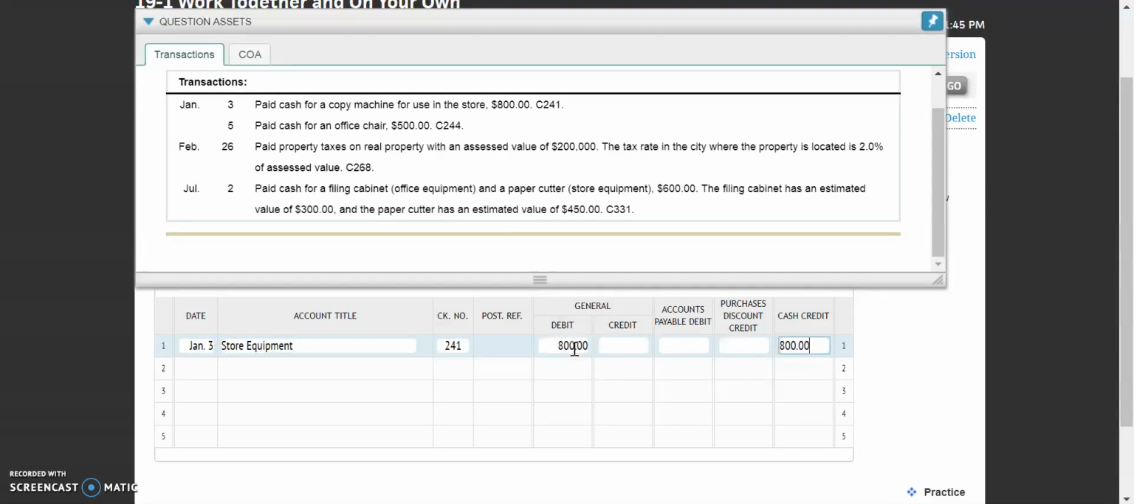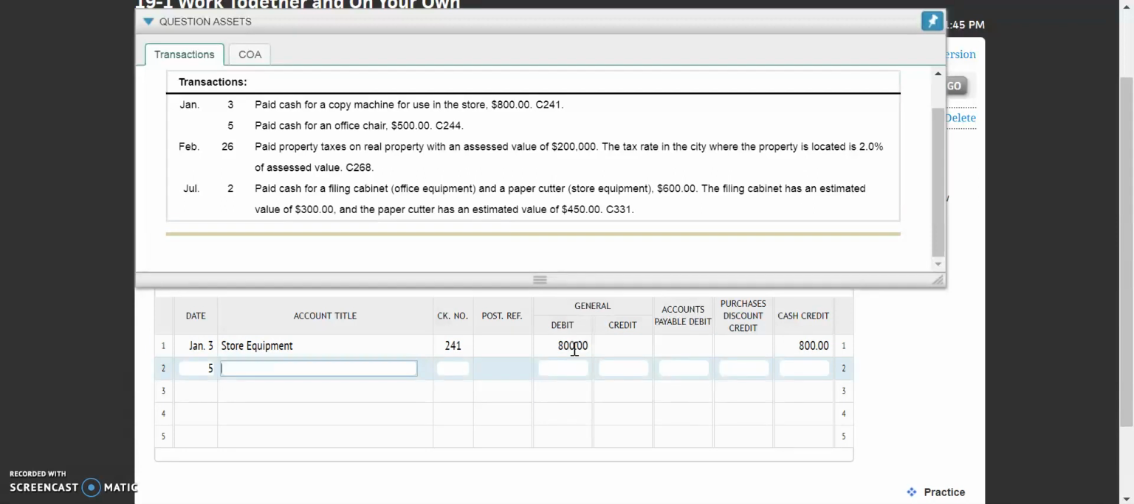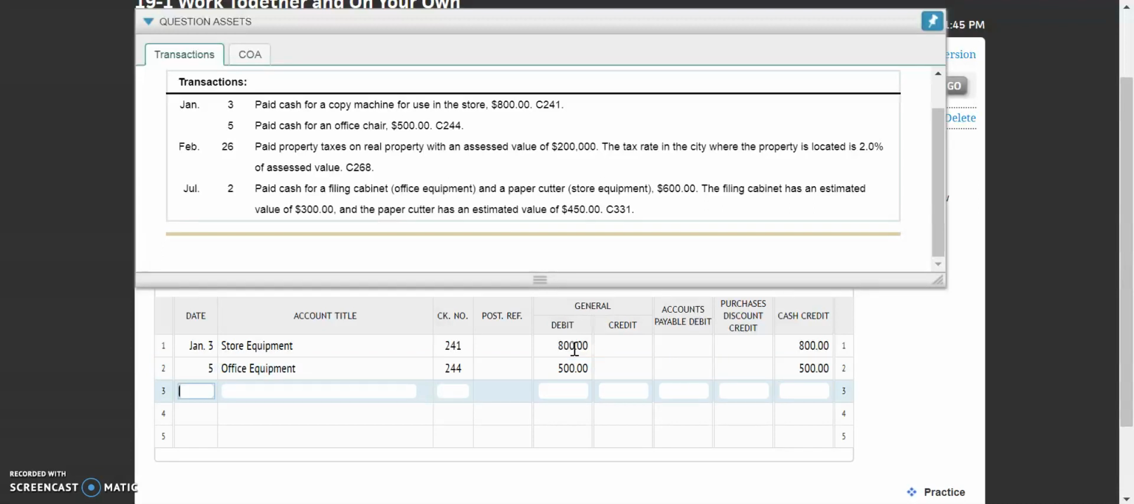Okay? Then it says on January 5th, we paid cash for an office chair. So since this is going to be used in the office, this is going to be office equipment for that plant asset. Our check number is going to be 244. And $500 general debit, and $500 for the cash credit. So far, pretty simple.